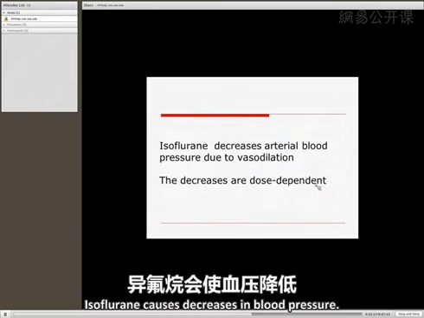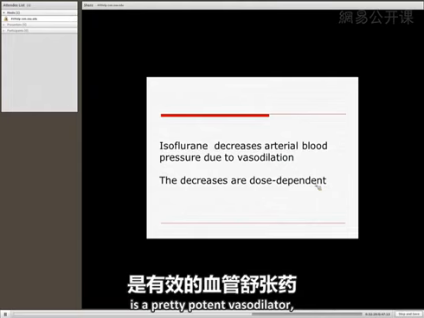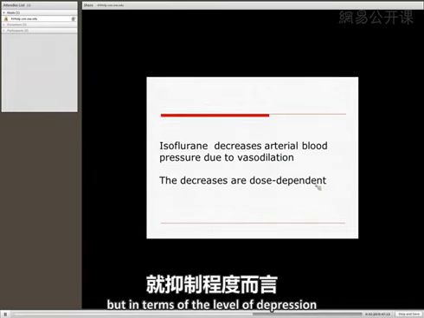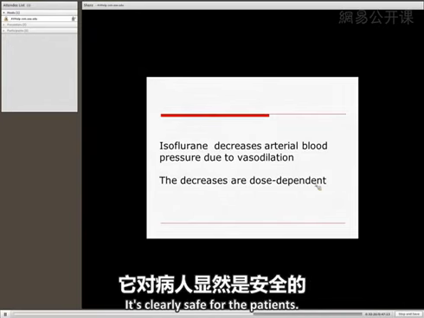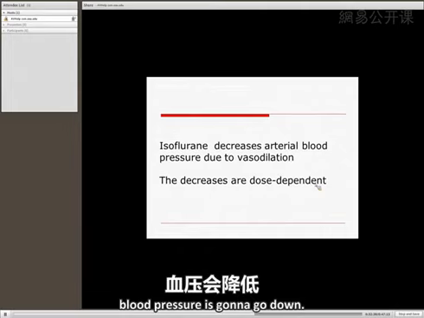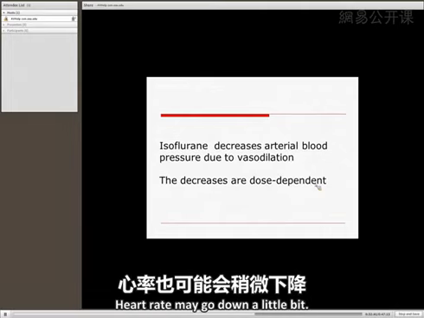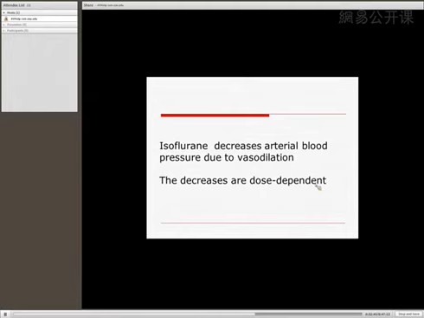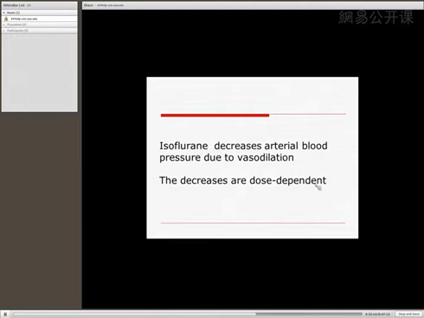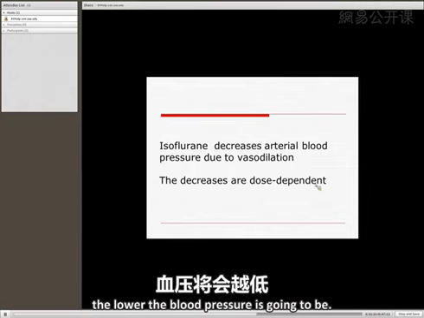Isoflurane causes decreases in blood pressure. It's a pretty potent vasodilator. It causes some decreases in cardiac output, but in terms of the level of depression, it's clearly safe for the patients. So you administer isoflurane, blood pressure is going to go down, heart rate may go down, although the effects aren't always predictable, and cardiac output goes down somewhat. The decreases are dose dependent. So the more isoflurane you give, the lower the blood pressure is going to be.